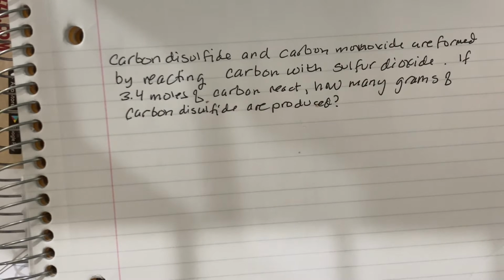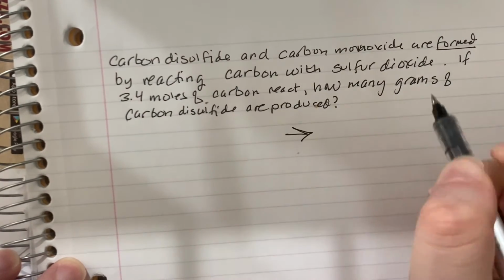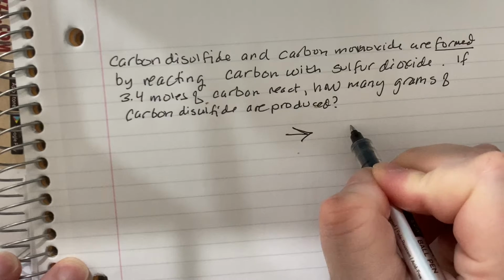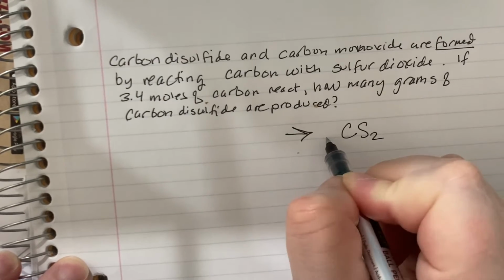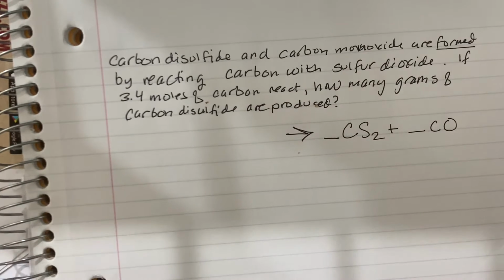So here we have a word equation. Carbon disulfide and carbon monoxide are formed. They're formed, so that means they're products. So they're on the right side of the arrow. Carbon with 2 sulfurs and carbon with 1 oxygen.